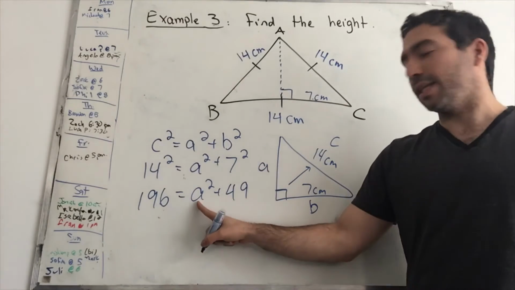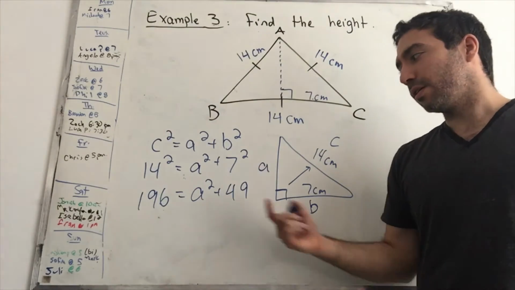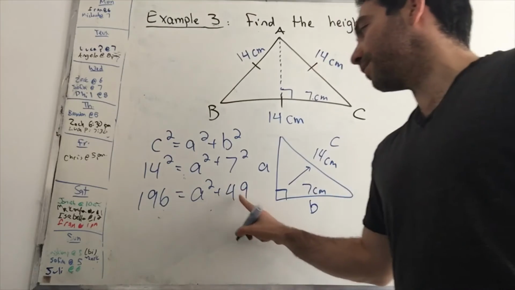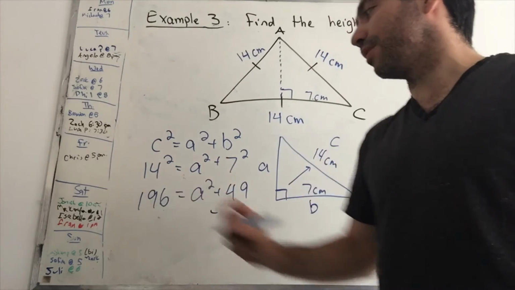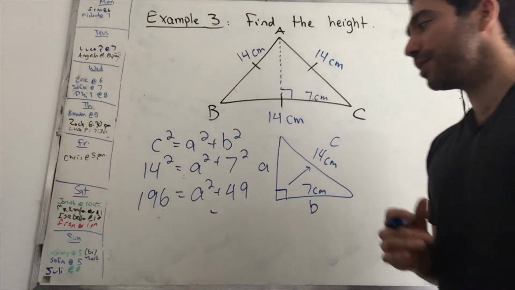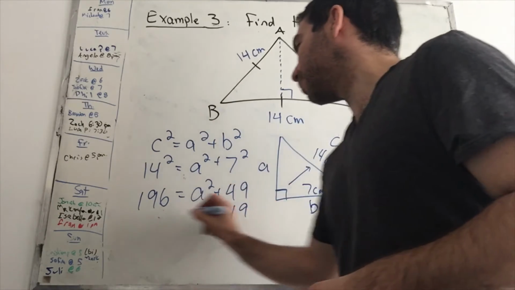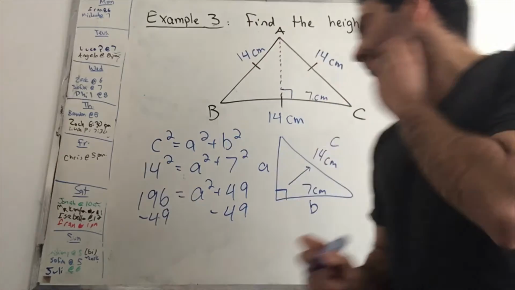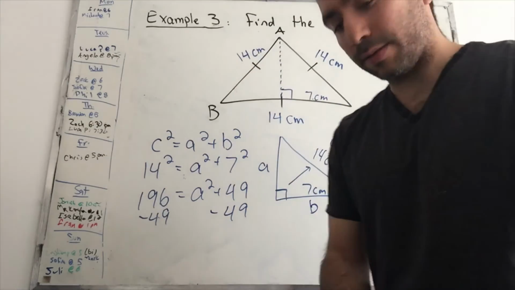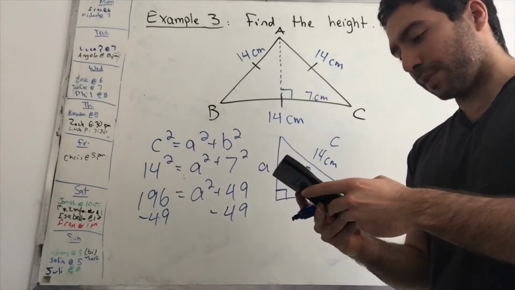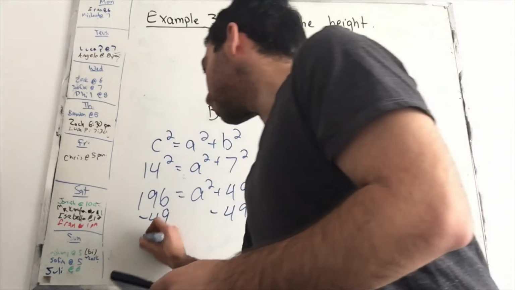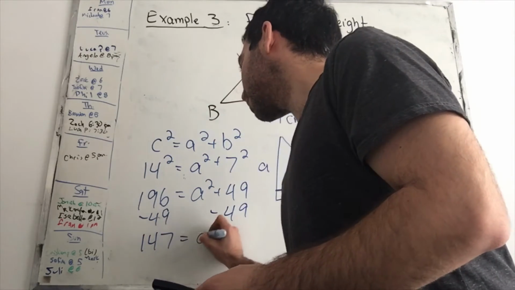And we're trying to isolate the A now. How do we do that? Well, we're adding 49. What do we have to do? Bring the 49 with the 196, because we want to put our numbers with our numbers on the opposite side and our variables with our variables. So we subtract 49 on both sides. Right. So by doing that, 196 minus 49 is 147 equals A squared.